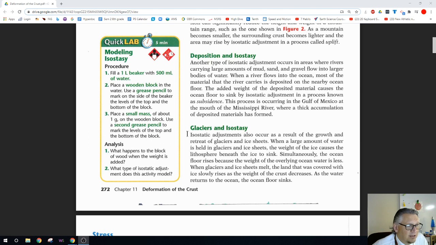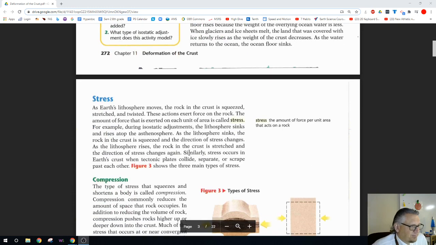Glaciers and isostasy. Isostatic adjustment also occurs as a result of the growth and retreat of glaciers and ice sheets. When large amounts of water are held in glaciers and ice sheets, the weight of the ice causes the lithosphere beneath the ice to sink. Simultaneously, the ocean floor rises because the weight of the overlying ocean water is less. When glaciers and ice sheets melt, the land that was covered with ice slowly rises as the weight on the crust decreases. As the water returns to the ocean, the ocean floor sinks.